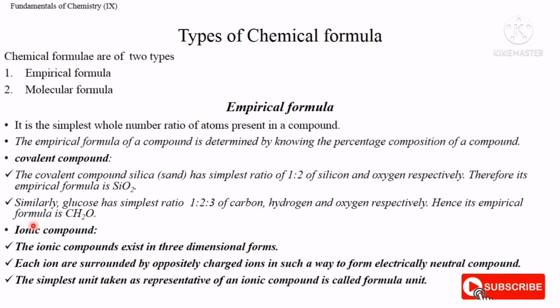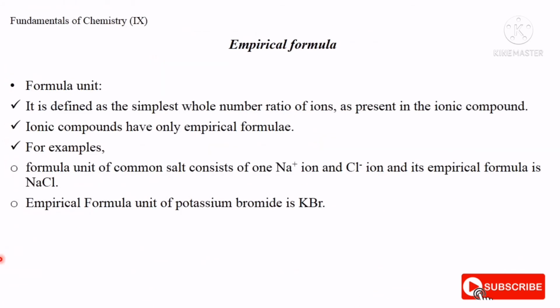And now the ionic compounds: how can the empirical formula be treated in ionic compounds? The ionic compounds exist in three-dimensional form. Each ion is surrounded by oppositely charged ions in such a way as to form an electrically neutral compound. The simplest unit taken as representative of an ionic compound is called the formula unit.